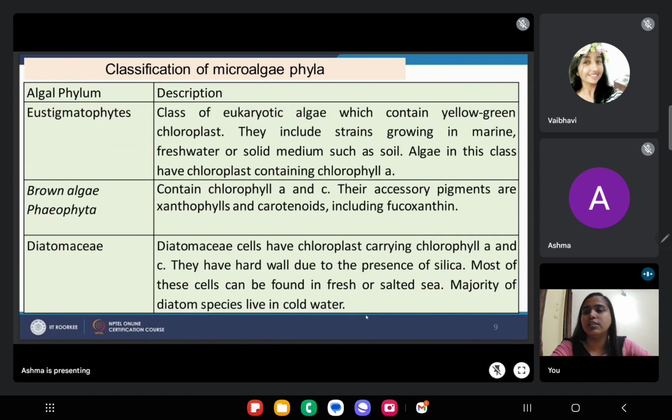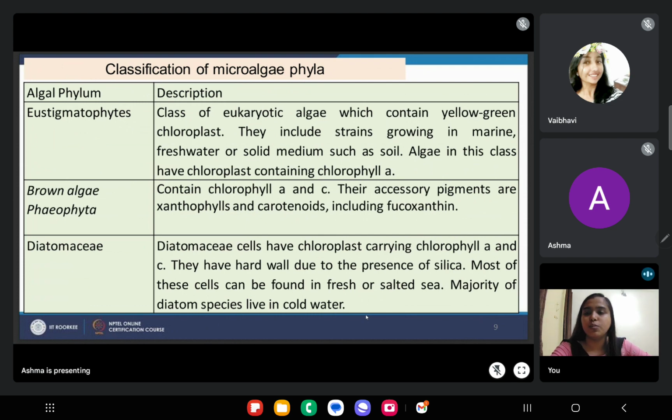Next, we have other phyla like eustigmatophytes. These are a class of eukaryotic algae which contain yellow-green chloroplast. Some of the strains can grow in marine, freshwater or solid medium such as soil. These algae contain chloroplast containing chlorophyll A. Next is brown algae. They contain chlorophyll A and C, and their accessory pigments are xanthophylls and carotenoids.